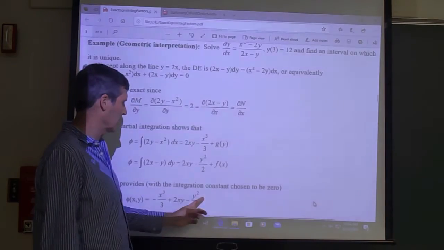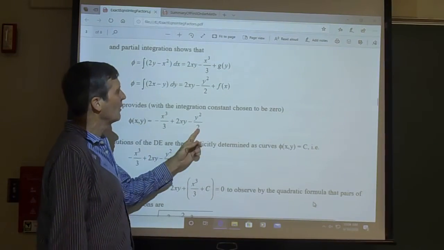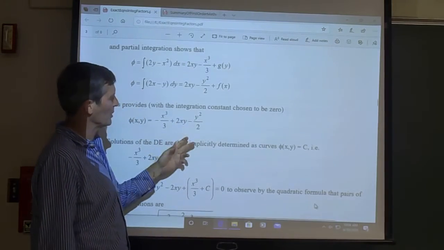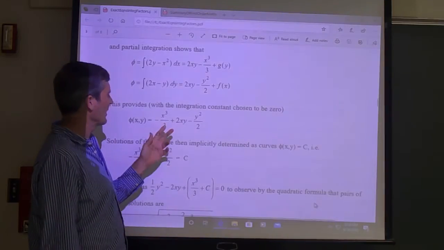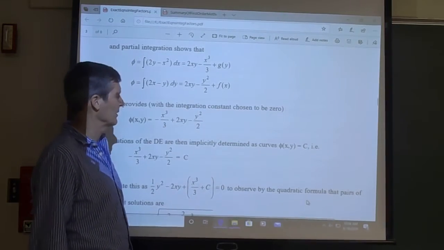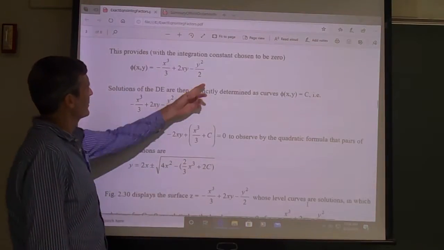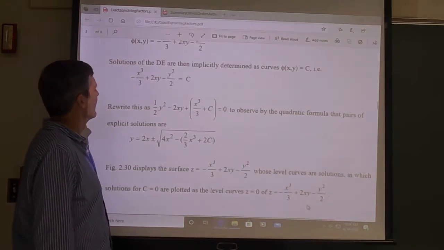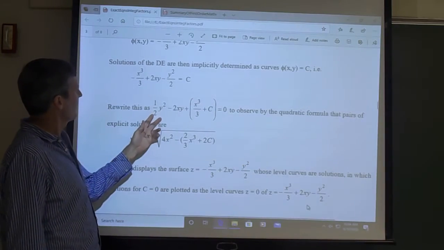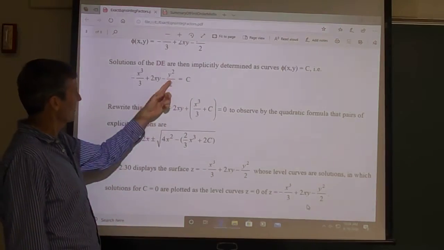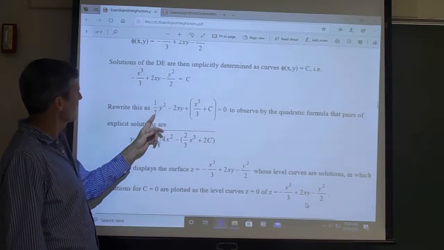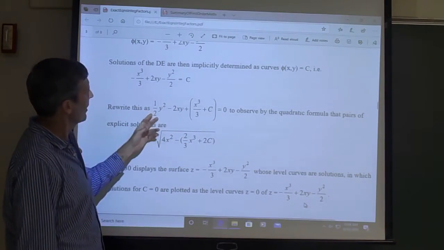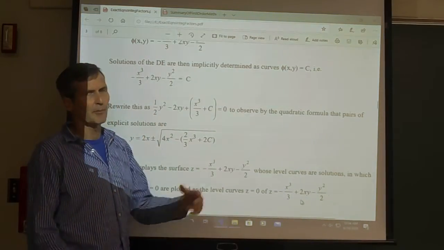Why not? Because regardless of whether we put a plus c in there and get all functions such that M is the partial with respect to x and N is the partial with respect to y, all we need is one of them. We set any one of them equal to a constant, we get all solutions. So here it is. We'll choose c equals 0 in this one and then set phi equal to a constant to get all the solutions. And now we can rewrite this by subtracting the constant over and regrouping as 1/2 y squared minus 2xy plus x cubed over 3 plus a constant equals 0, and say, all right, this gives the solutions implicitly through integration.